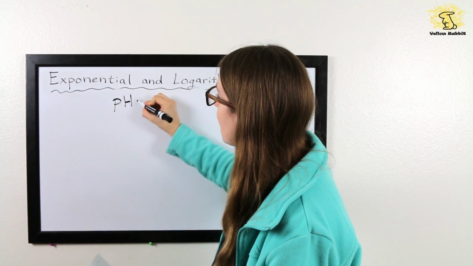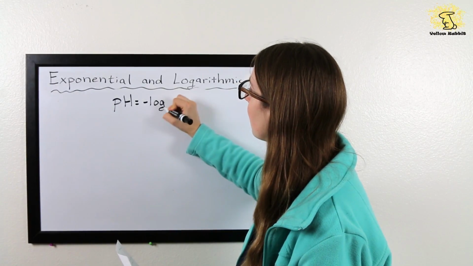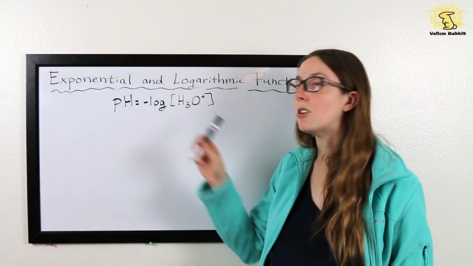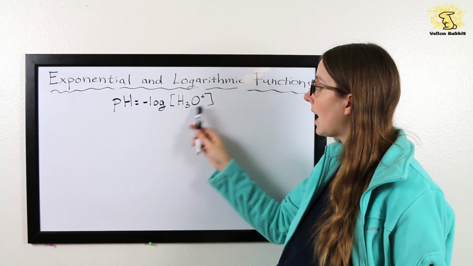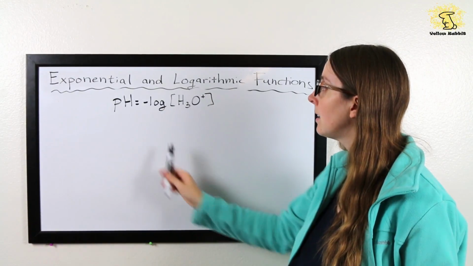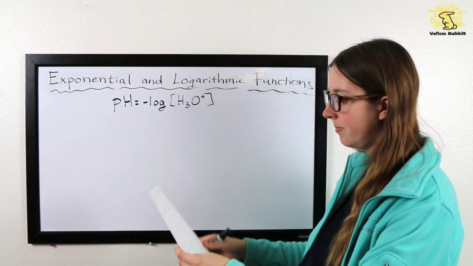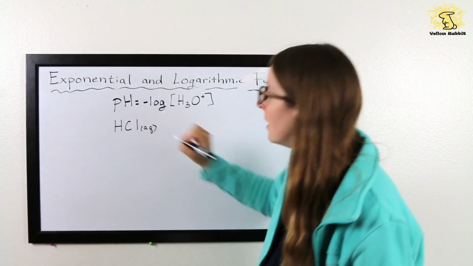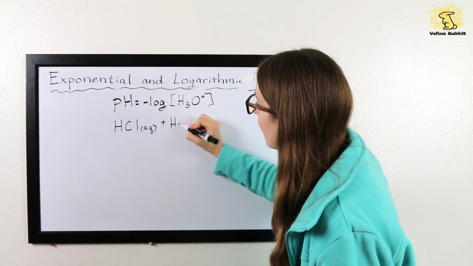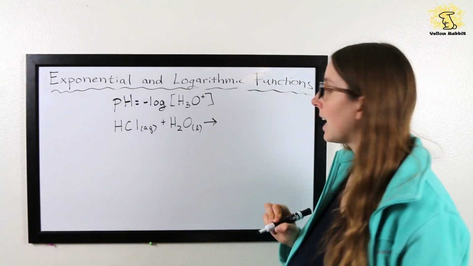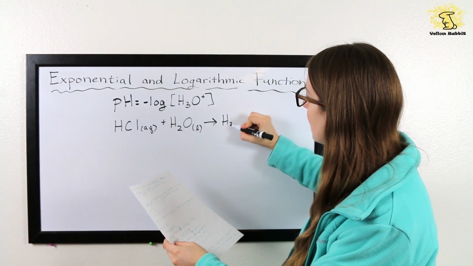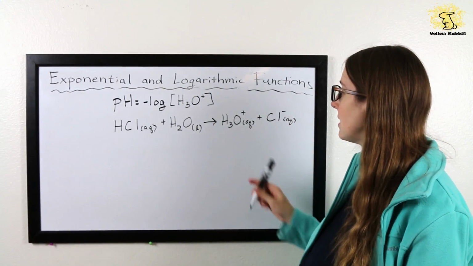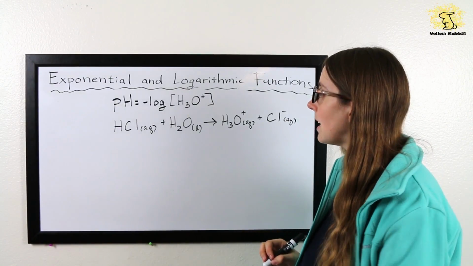Hopefully you remember the equation pH is equal to negative log of the concentration of H3O+, the hydronium ion. So this basically tells us that as we increase the concentration of hydronium ion, we will decrease the pH. Let's say, for example, we have a strong acid, like HCl, and we put it in water. We know this strong acid will fully dissociate, and what we'll end up with is hydronium ions, and in this case, chloride ions, with the same concentration as the original HCl.